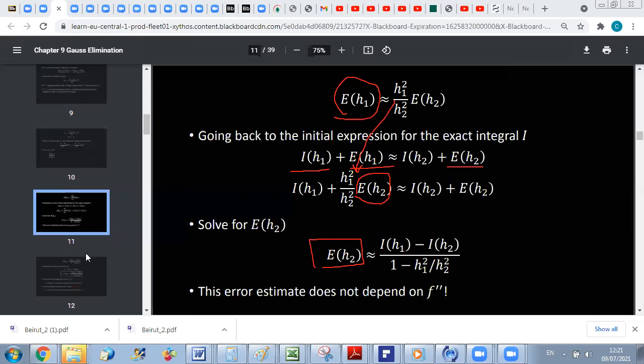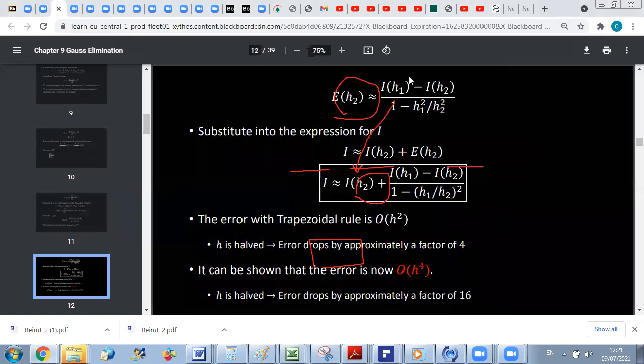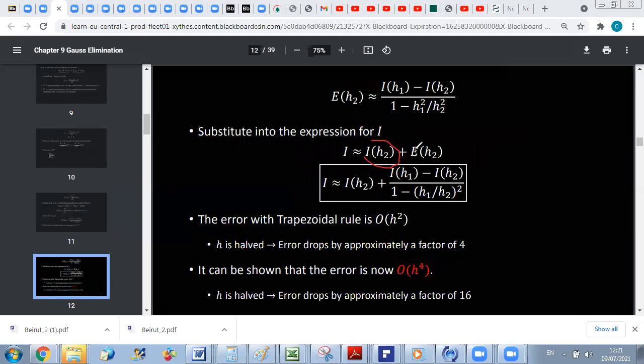So now I can update my integral estimate by saying that my integral estimate is IH2 plus, where I replace EH2 by the estimate I got for this error. And I will now get an updated result that is much more accurate, because at least I accounted for a big part of my error instead of not considering any part of it.